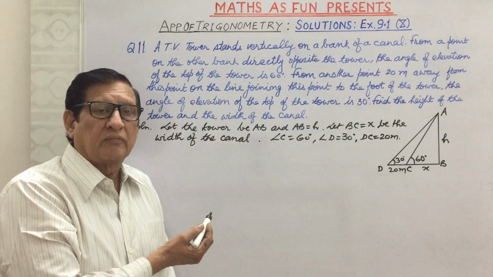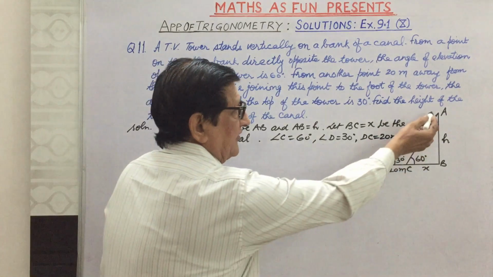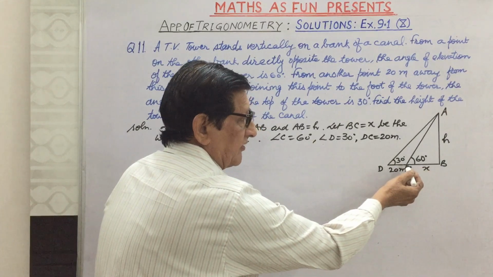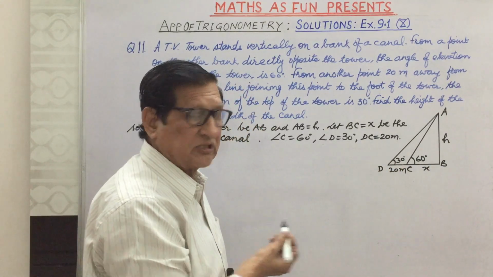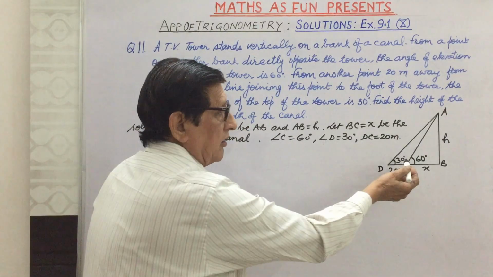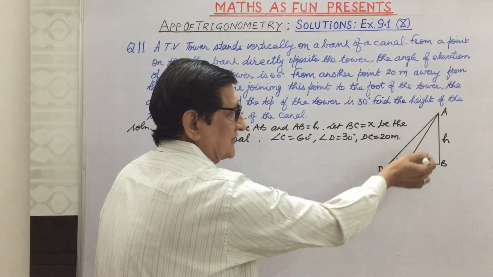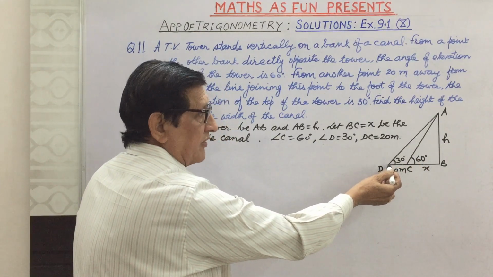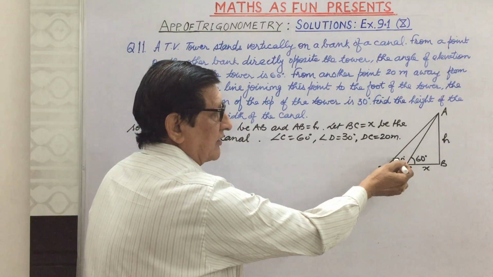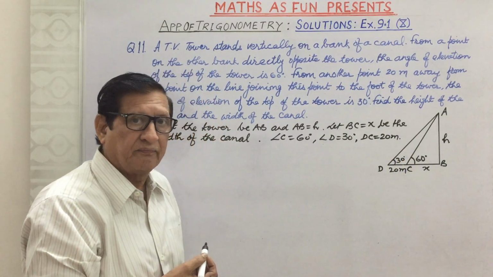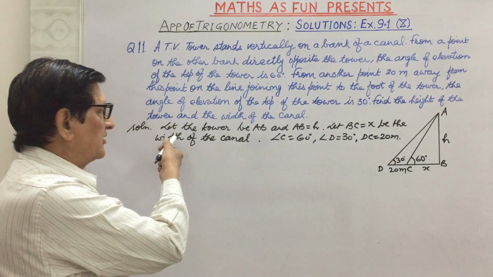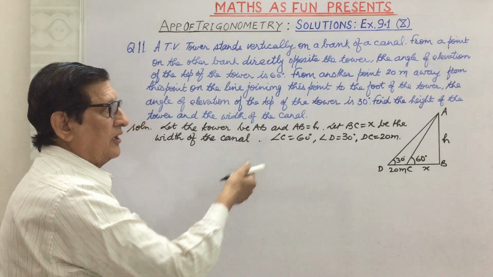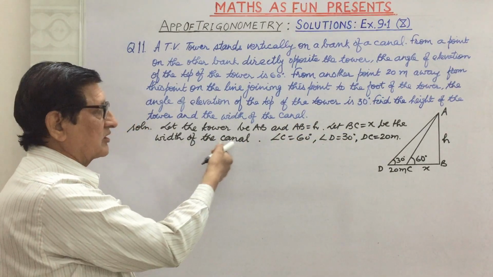To draw the diagram for this particular problem, we are having AB be the tower and BC be the width of the canal. The angle of elevation from C to the top of the tower is 60 degree. 20 meters away from C, let the point be D, and from this D the angle of elevation is 30 degree. Let the tower be AB and AB equal to H. Suppose the height is H. Let BC equal to X be the width of the canal.